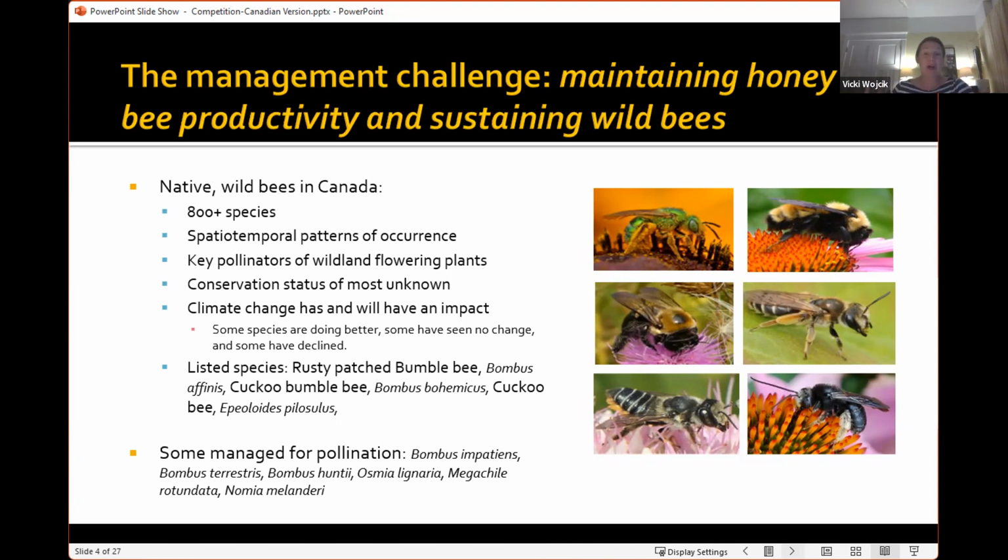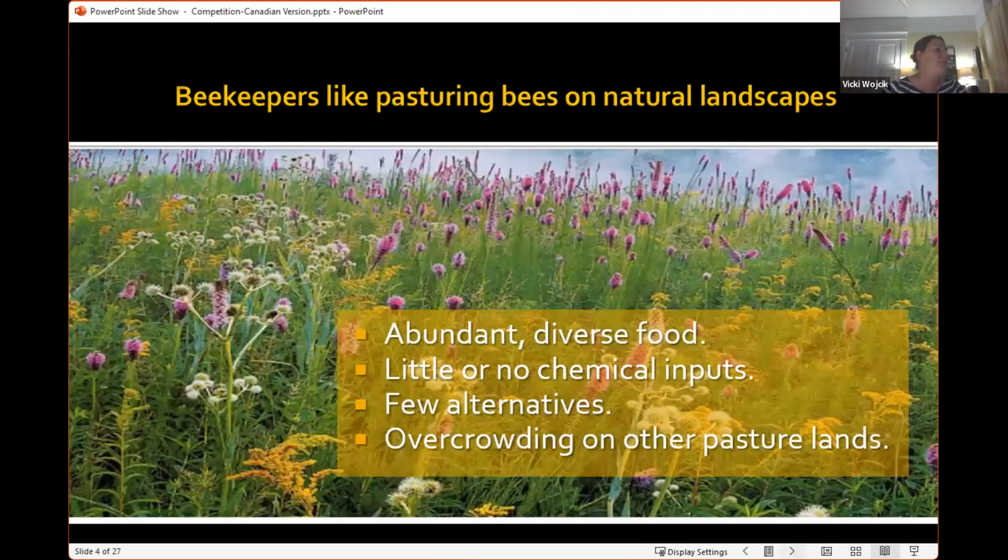But also of note is that wild pollinators, these native bees, many of them have been used in managed pollination systems. So there's a handful of bumblebees that are used as managed pollinators. There's also osmias or mason bees, leafcutter bees, and depending on where we are, nomia, which are alkali bees, are managed, not the same way honeybees are managed because their biology is different, but they are in fact managed for pollination.